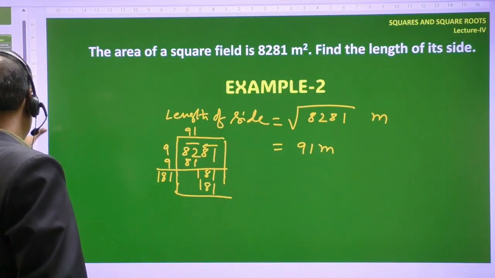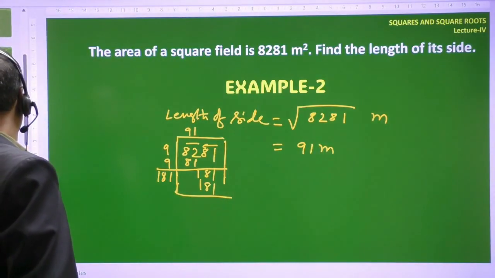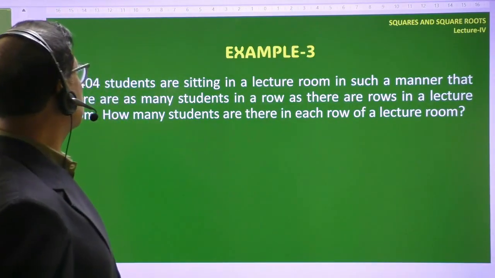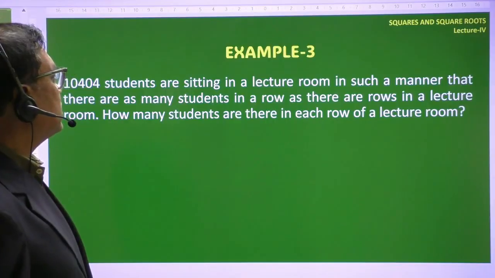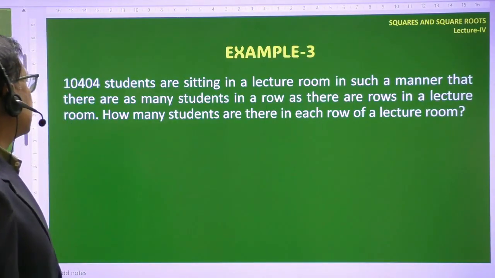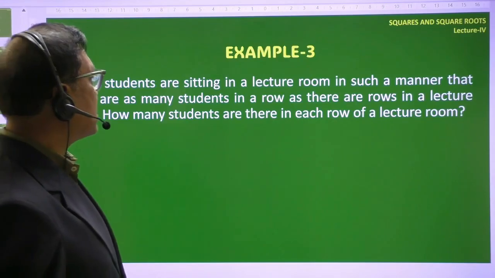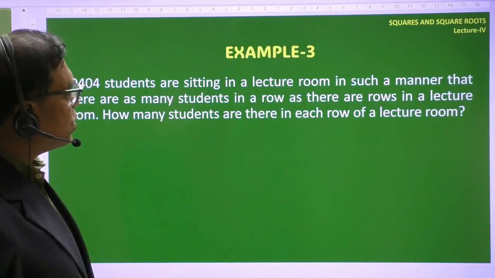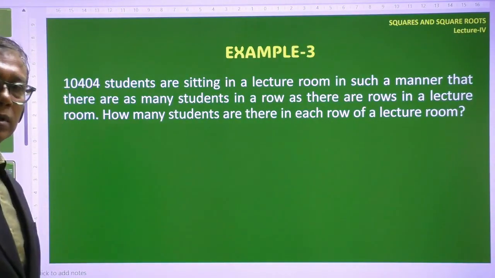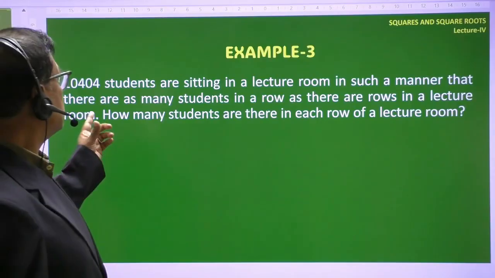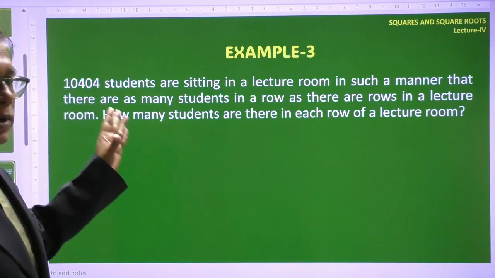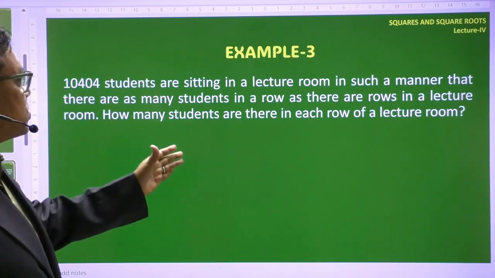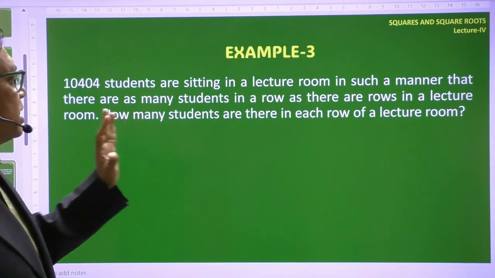Now example number 3: 10404 students are sitting in a lecture room in such a manner that there are as many students in a row as there are rows in the lecture room. How many students are there in each row of the lecture room? So try to understand the meaning of the question. Total students is 10,404. They are sitting in such a manner that there are as many students in a row as there are rows in the lecture room.